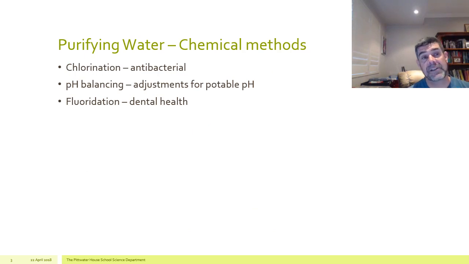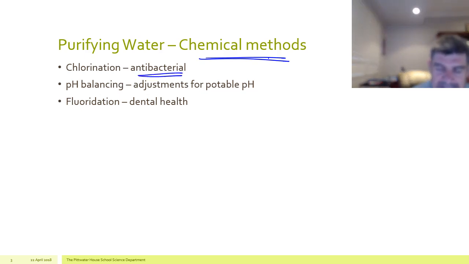Now, after the physical methods have occurred, then we want to go through some chemical methods, and this is the addition of specific chemicals for specific purposes. Probably the most important of these is chlorination, which is added as an antibacterial. It's designed to try and kill some of the most common types of microorganisms that may be present in the water. At this stage also, we may need to do a bit of a pH balance, particularly if there's been some addition of acidic or basic substances at some earlier part in the process.